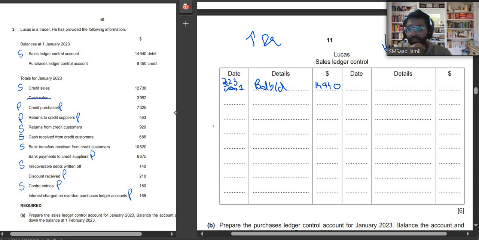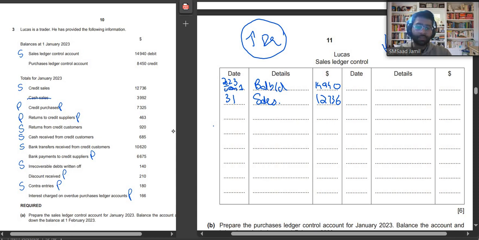Then we have credit sales. Credit sales basically means we have sold goods, so our trade receivables increase because they have to give us more money. What did I tell you? Whenever something increases, write it on the debit side. So on 31st, credit sales, you can just write sales. What's the amount? 12,736. Okay. After that, we have returns from credit customers.